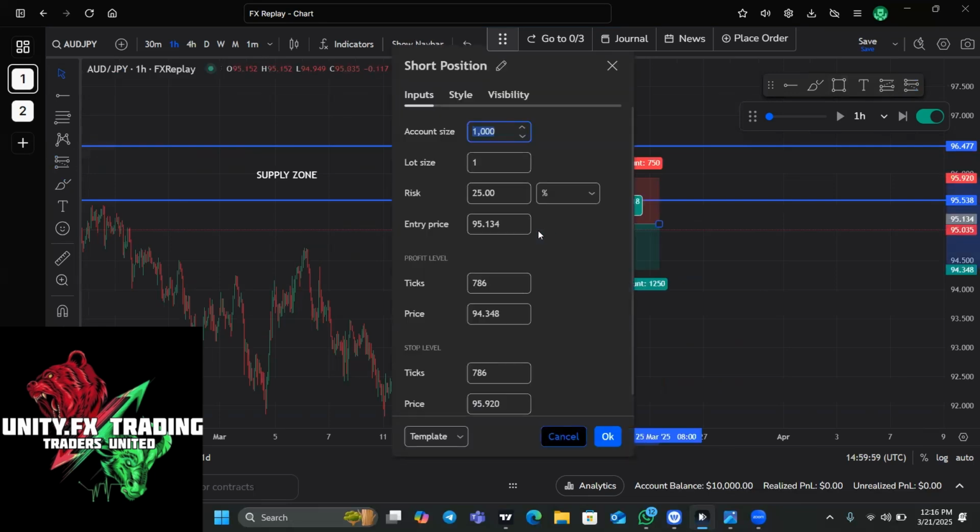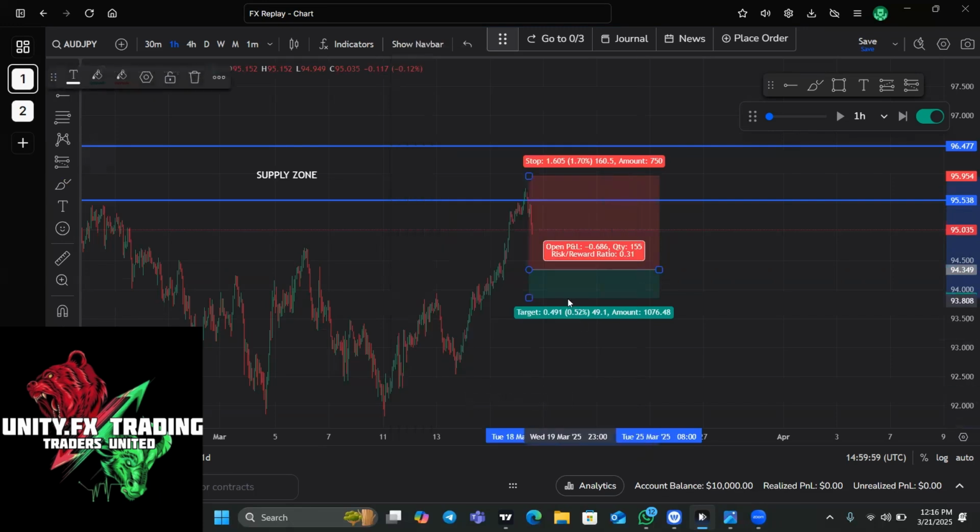Our entry price was at 92,265. We had profit level at 93,858, and then we had our stop level here at 95,954. Yes, guys. I think I made a mistake somewhere there. 95,955. I made a mistake, guys.